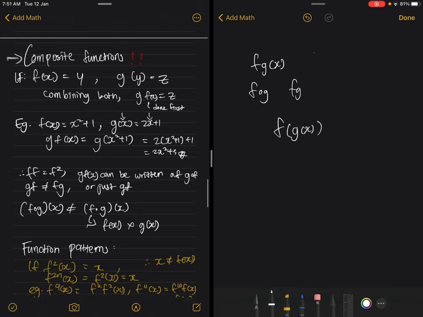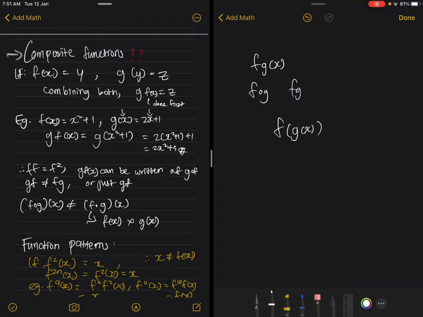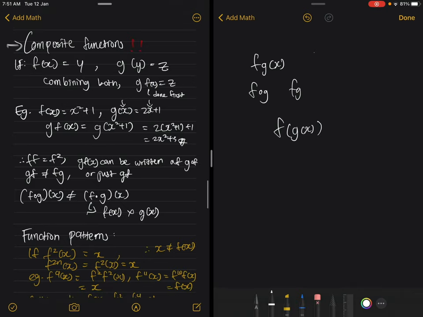In this case, g is 2x + 1, and f is x² + 1. So if you get fg, what you're going to do is fg(x) equals f(2x + 1), because remember, g(x) is 2x + 1. Since g(x) equals 2x + 1, we can just put it in. So now what we get is f(2x + 1).